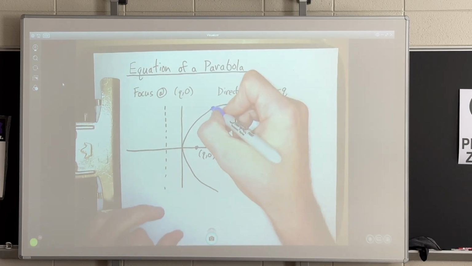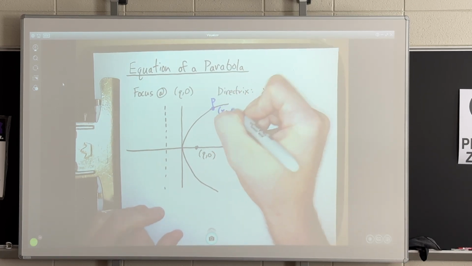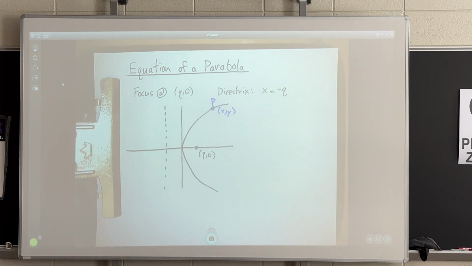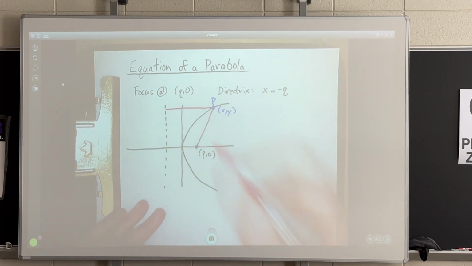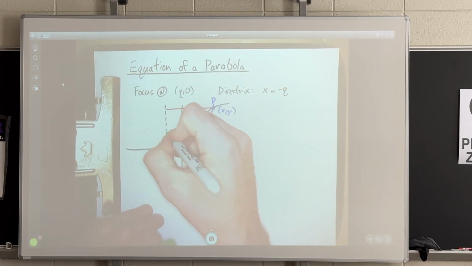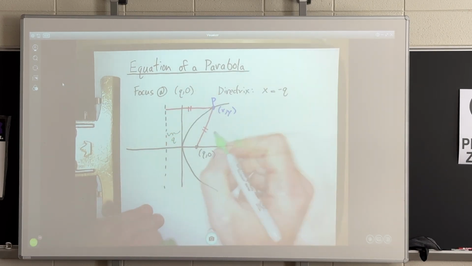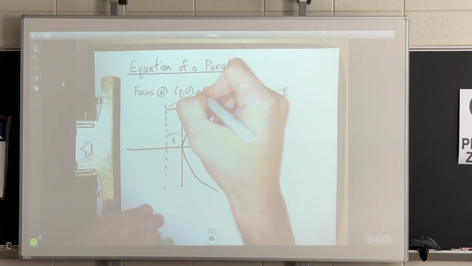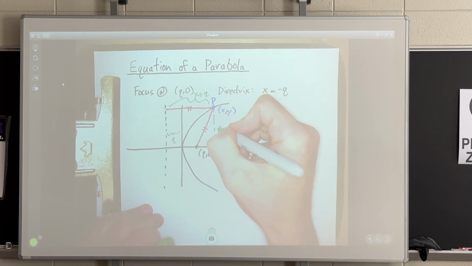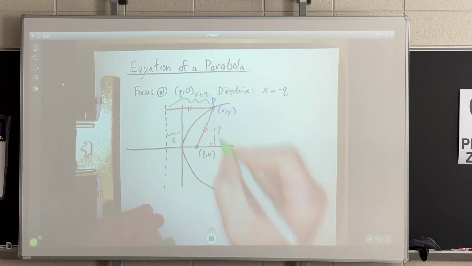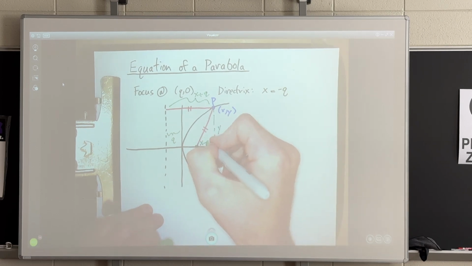Pick an arbitrary point P with coordinates (x, y) on the parabola, and then we apply the definition, which says that this distance equals this distance. Then it's possible to use coordinate geometry to make some observations. This distance was q, so since this is x, that makes this distance x plus q. And then this is y, and we have a right triangle. Since this is x, that makes this x minus q.